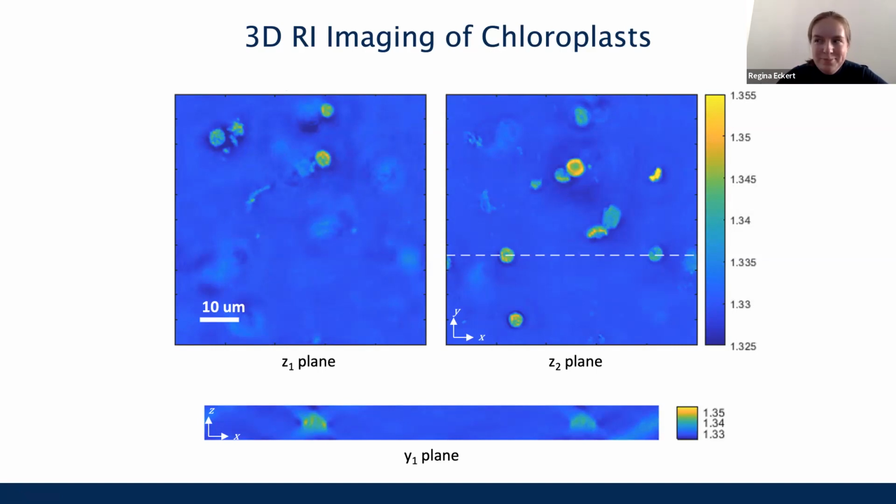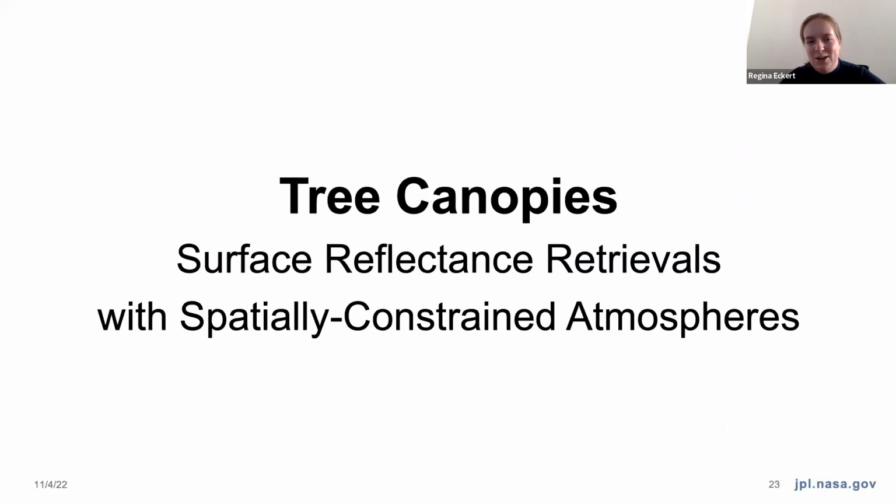All right, so that's our whirlwind tour through 3D RI imaging. Next, I'm going to be talking about surface reflectance retrievals with spatially constrained atmospheres. But I'll pause, and if there were any questions first about 3D RI, though again, you can ask them later as well.